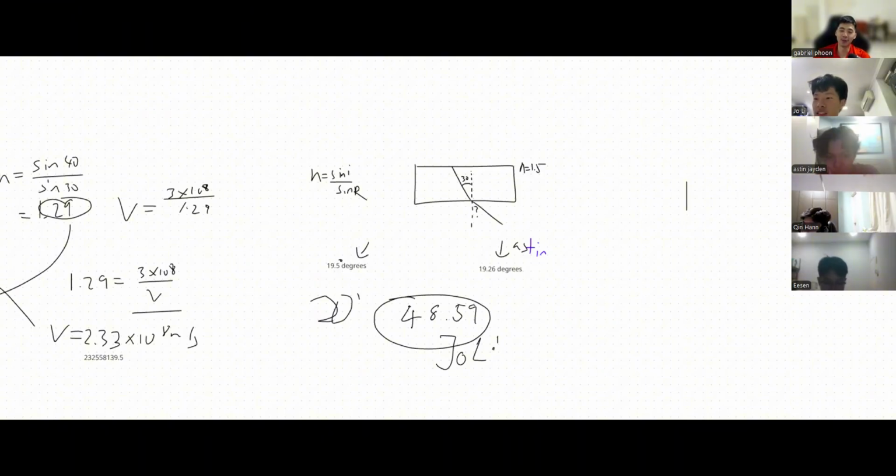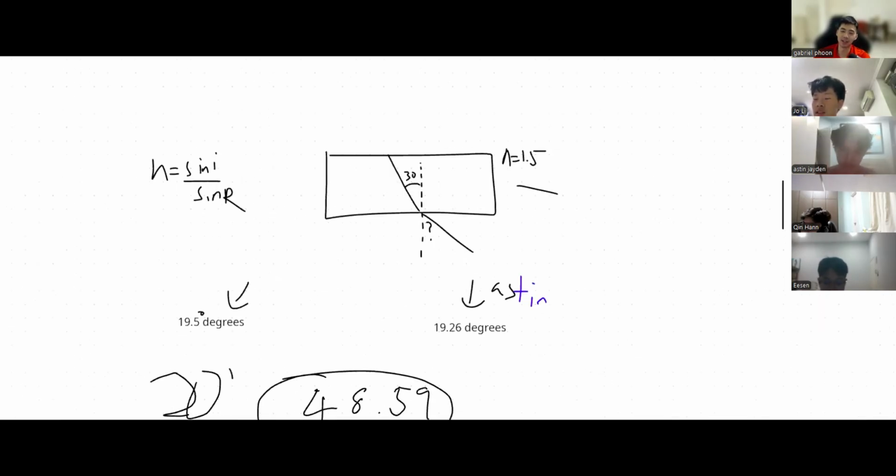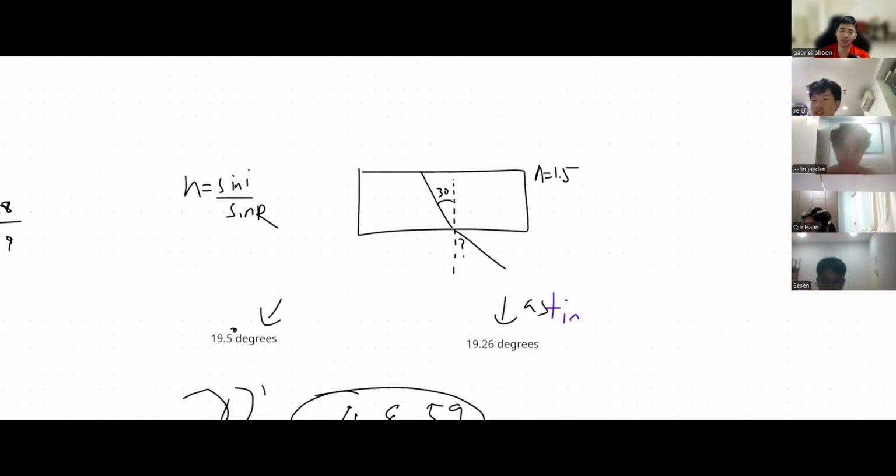What most of you guys did was you probably did something like this. You found out this formula, and because I told you it's the incident angle, you probably did something like this, right? 1.5 equals sine 30 over sine R. And then most of you guys calculated your R as 19 point something, depending on how many decimal places you got.